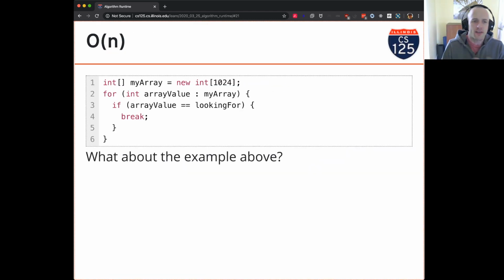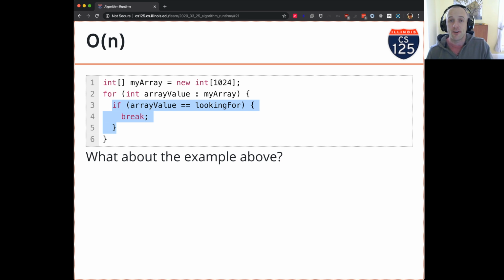Now let's talk about a slightly more interesting O(n) algorithm. Let's say we're doing a search. We're looking through an array for a particular value. Here I have an array of integers, and a simple for loop, using the enhanced for loop syntax, that goes through pulling values out one at a time. But here's the rub. When it gets to the value that it was looking for, which isn't declared here, it stops. So what about this algorithm?